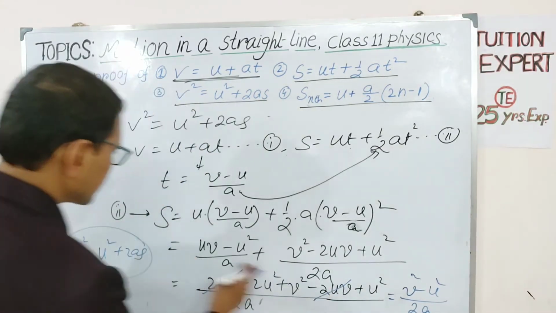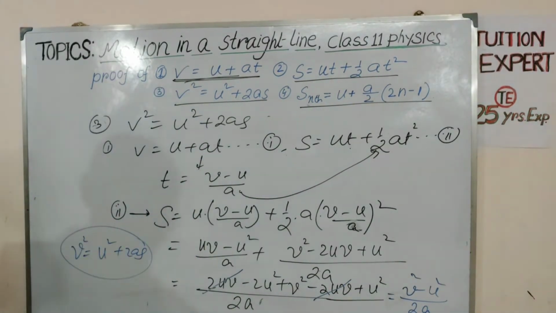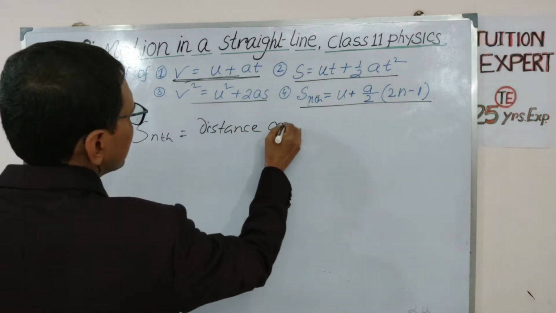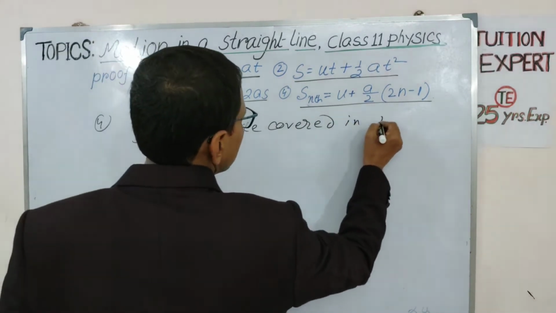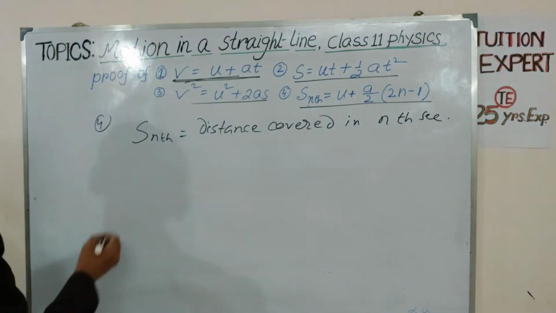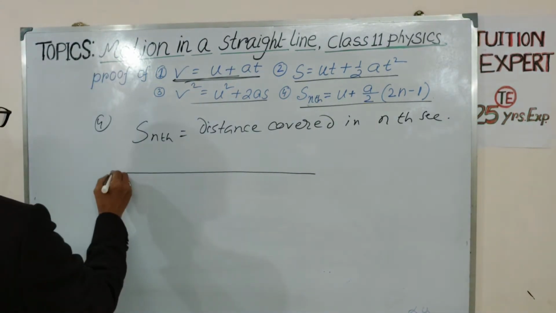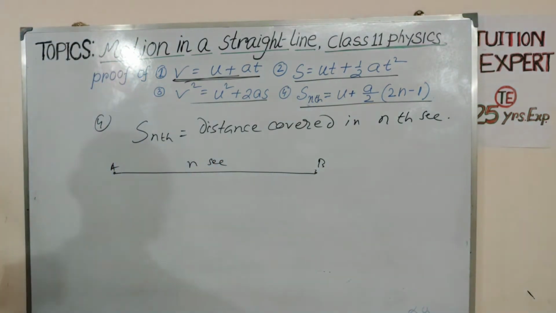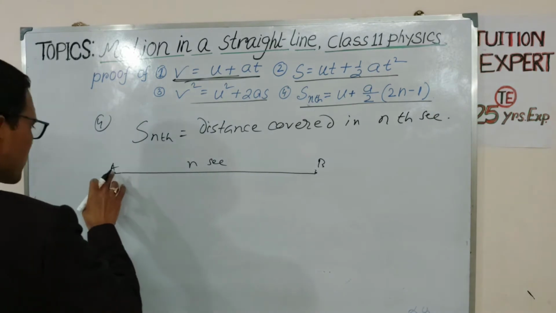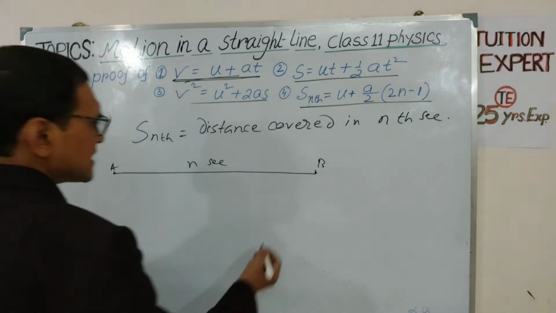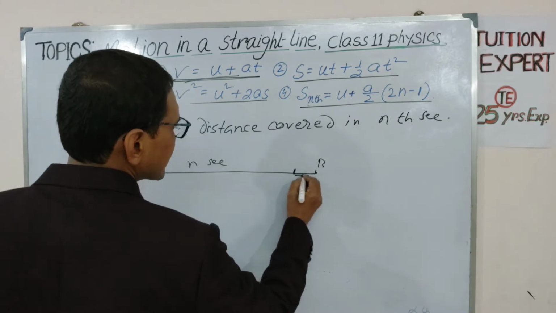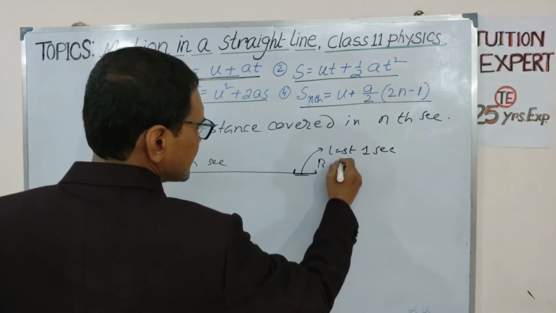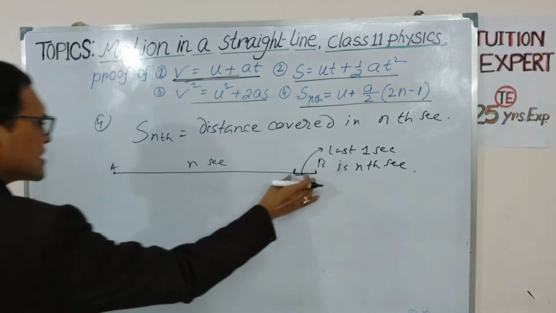Now, distance covered in the nth second. What is the nth second? Nth second means suppose a body moves from this place to this place in n seconds, that is the total time taken to go from A to B is n seconds. Now what is the nth second? Nth second means the last 1 second. The last 1 second is called the nth second.